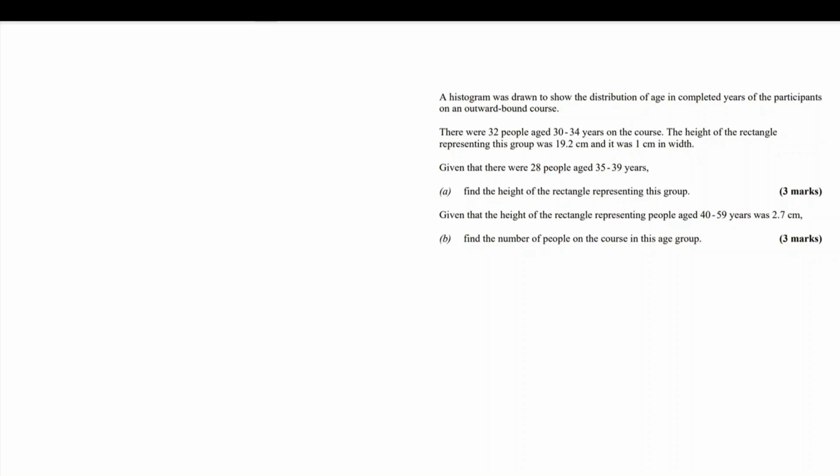In this question, we're told that a histogram was drawn to show the distribution of ages in completed years of the participants on an outward bound course. There were 32 people aged 30 to 34 on the course. The height of the rectangle representing this group was 19.2 and it was 1 centimeter wide.